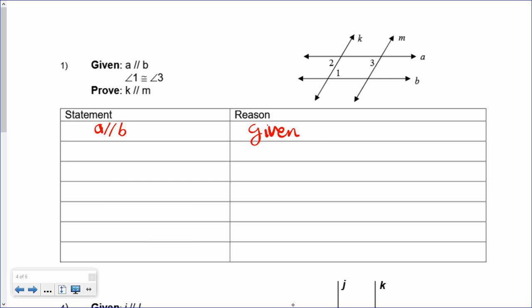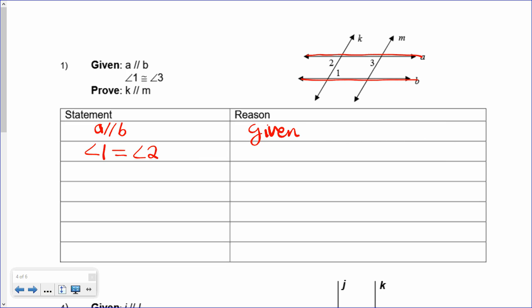So if I know that A and B are parallel, so that's these two lines are parallel, what can I conclude based on that? What can I conclude about angles 1 and 2? That they're equal. Angle 1 is equal to angle 2? Yes, you could write that.